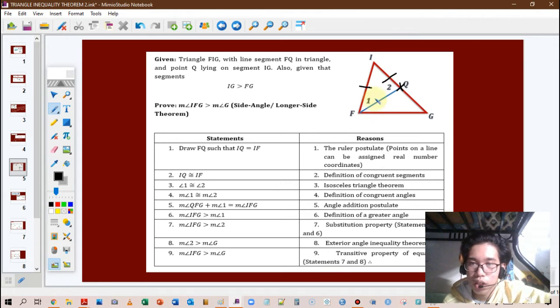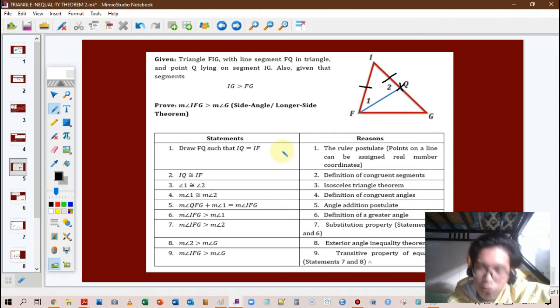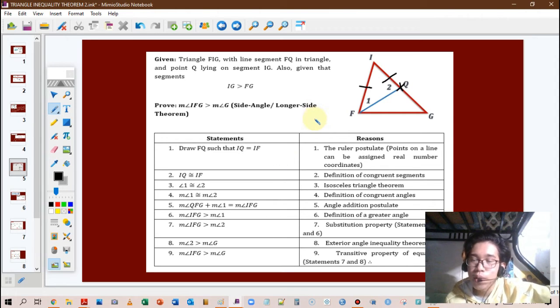Deliberately, we created a segment that's going to be congruent to IF, and that's IQ. And then for our third statement, we can say that angle 1 is congruent to angle 2. So that's going to be the isosceles triangle theorem. Going forward with that proof, the measurement of angle 1 is going to be congruent to the measurement of angle 2, based on our third statement.